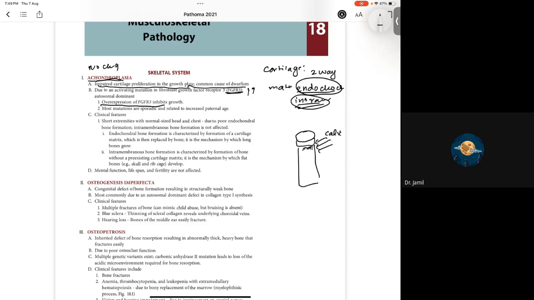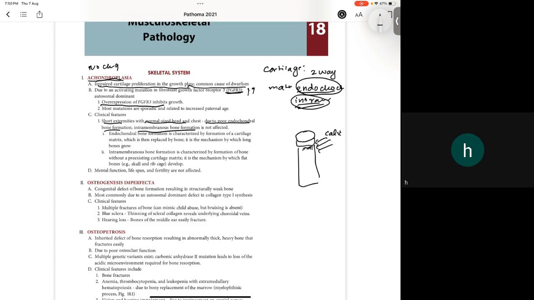So overexpression of FGFR3 is going to inhibit growth. Which growth? Endochondral bone formation, the growth of your long bones. Am I right? So the individual is going to have short extremities, with normal size head and chest. Intramembranous is not affected. Does that make sense? So due to poor endochondral bone formation, intramembranous is not affected, right?